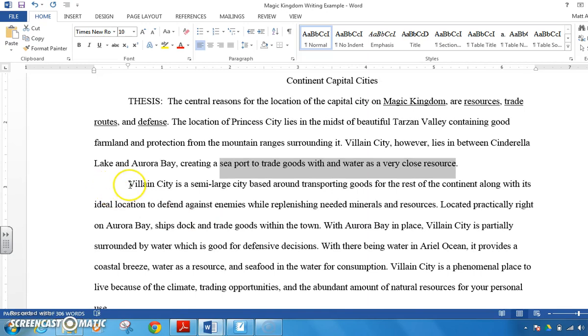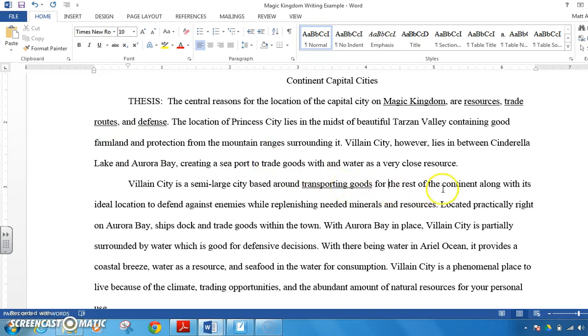It says Villain City, and this is the topic sentence right here, okay? Villain City is a semi-large city based around transporting goods, okay? So already we know with transporting goods that that's probably going to match up with the trade routes that you have. So that's a good connection that you're going to make from trade routes to transporting goods.